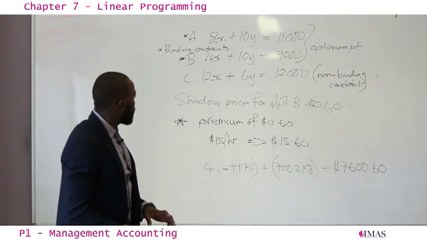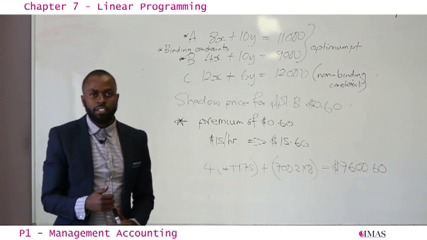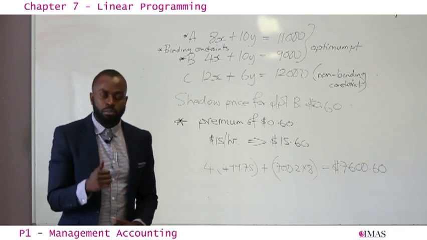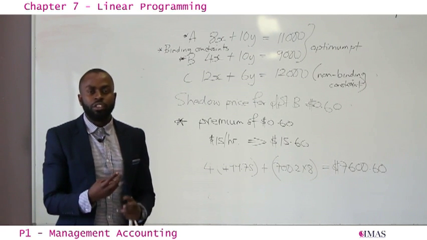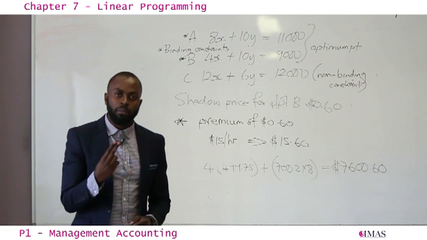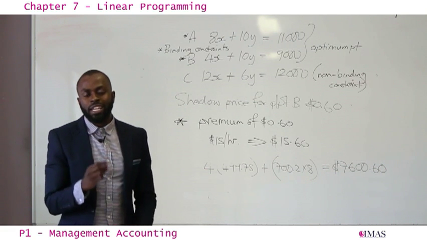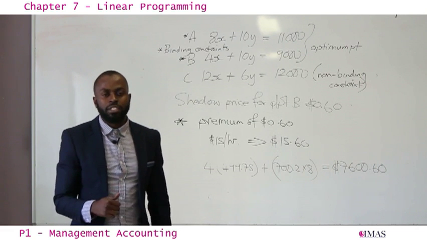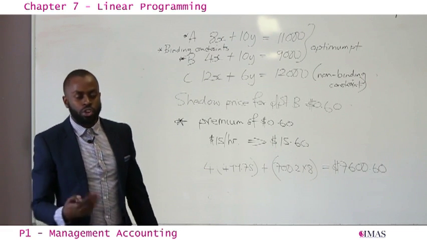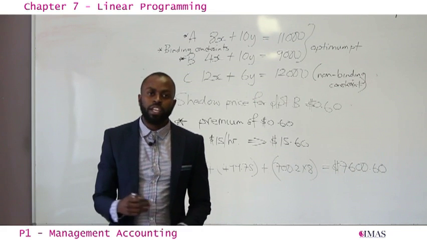So to just round off on the sensitivity analysis, we can only have a shadow price on the binding constraints. The binding constraints are the 2 lines that meet at the optimum point. The rest of the lines are non-binding constraints, and they do not have any shadow price. So that's it on our sensitivity analysis. You can just go back to try to fully understand this.